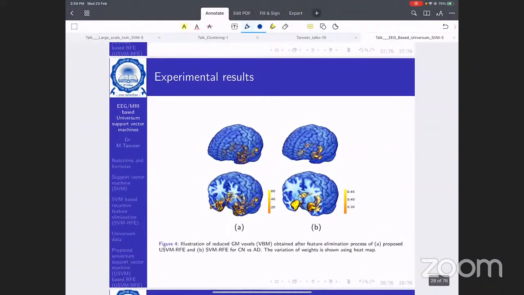You can see these are just illustrations of reduced gray matter voxels. These are obtained after the feature elimination process. The left side is for the proposed model, and the right side is the baseline model, again for CN versus AD, meaning healthy versus Alzheimer's disease.